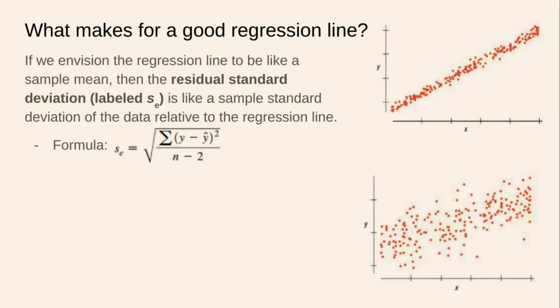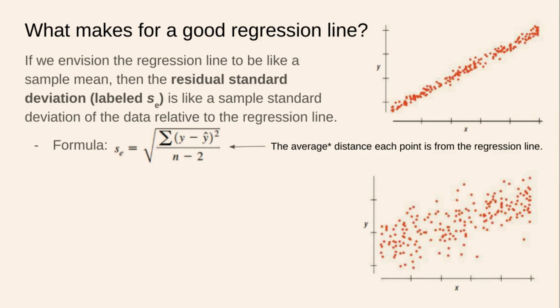Then the residual standard deviation, labeled S sub e, is like a sample standard deviation of the data relative to the regression line, okay? And here is this formula, which should, if you have a good memory, look somewhat familiar. It looks a lot like the formula for standard deviation in one dimension, but now it's like we're doing standard deviation in two dimensions. This is the average sort of distance each point is from the regression line.